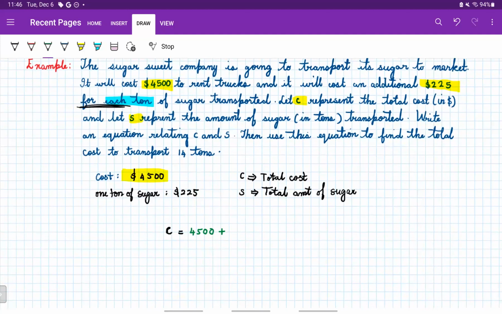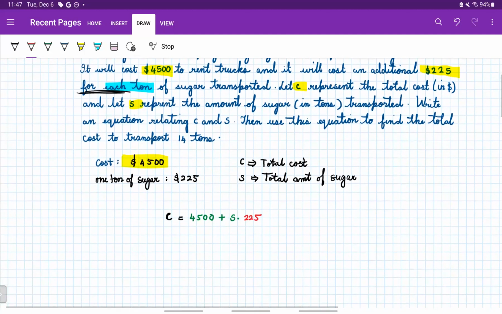And here we are told that S is the total amount of sugar in tons. So we have S times 225, which is the amount for each ton of sugar. Here we have S tons of sugar, so we have 225 times S, and we're adding it to 4,500, which is the amount that it will cost to rent the trucks. So this will be our equation.